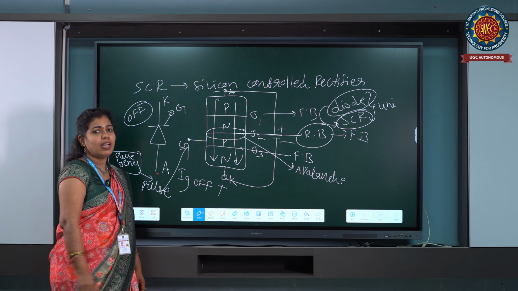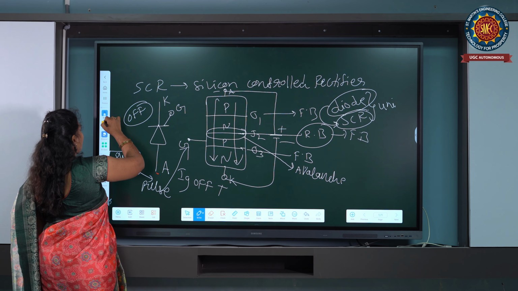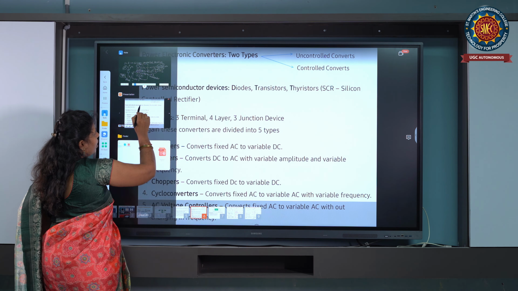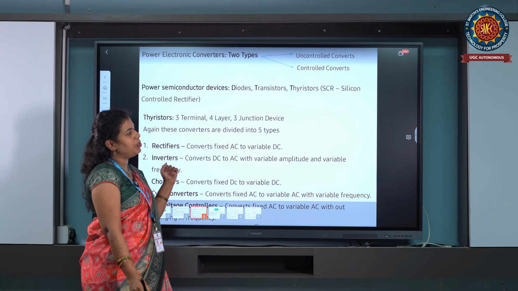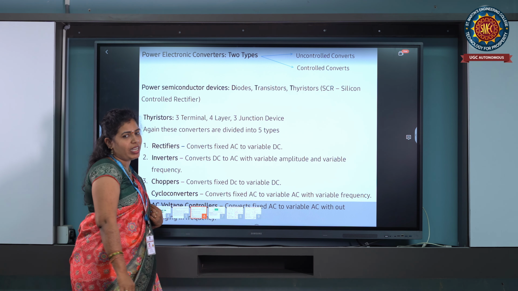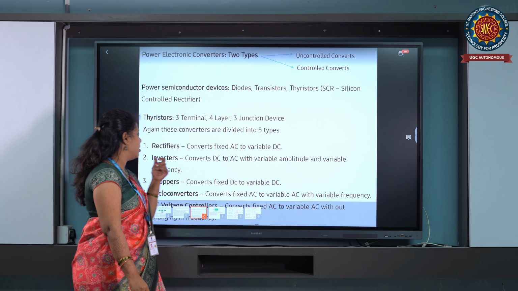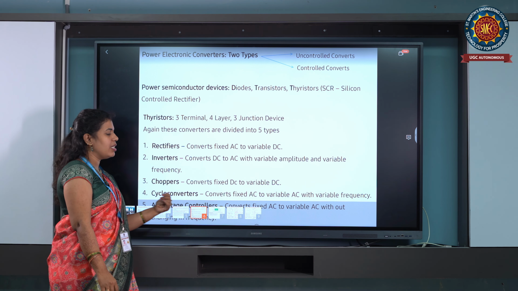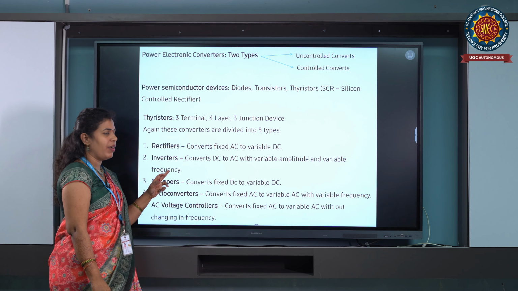Now we'll see the different types of converters. We know that we have two types of converters, uncontrolled converters and controlled converters. In the uncontrolled converters, some different types will be there, and in controlled converters, different types will be there. Now we'll see the different types of controlled converters. These controlled converters are of five types: rectifiers, inverters, choppers, cycloconverters and AC voltage controllers. So here, the rectifier. What is meant by rectifiers?